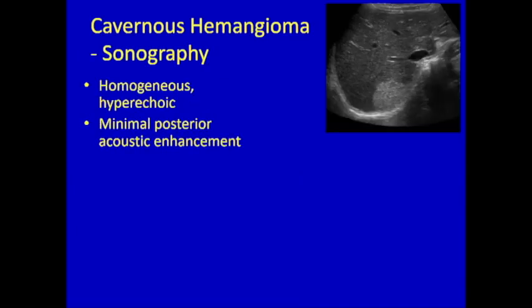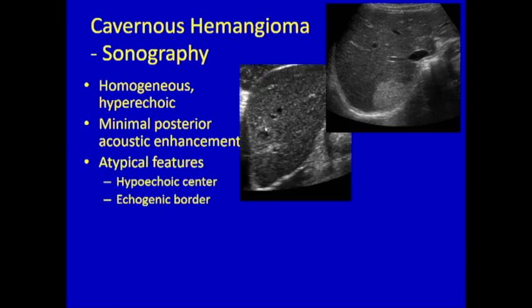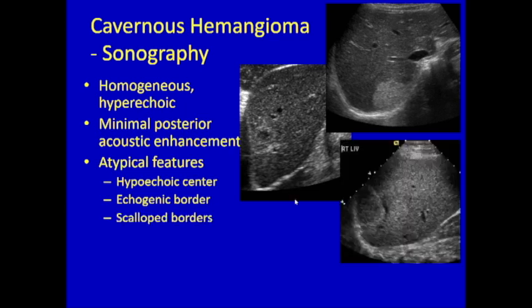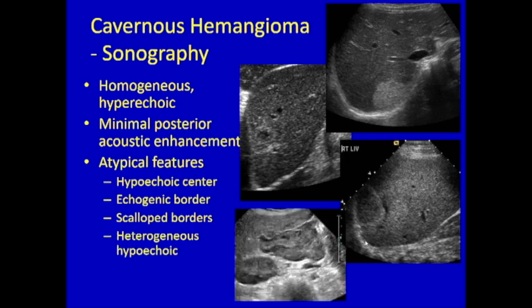So what is classic? About half of them turn out to be classic: homogeneous, hyperechoic, and some posterior acoustic enhancement that you can see here. What are the other features that you've seen about the other half? Well, you can see a hyperechoic margin or an echogenic margin with a hypoechoic center, or sometimes these hypoechoic little nodules in it. You can see scalloped borders. It may not be nice and smooth. And as with our index case, it can be heterogeneous and even hypoechoic.